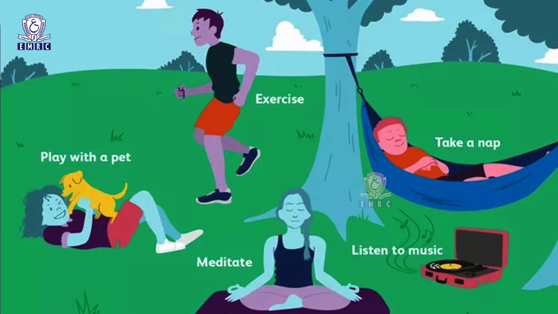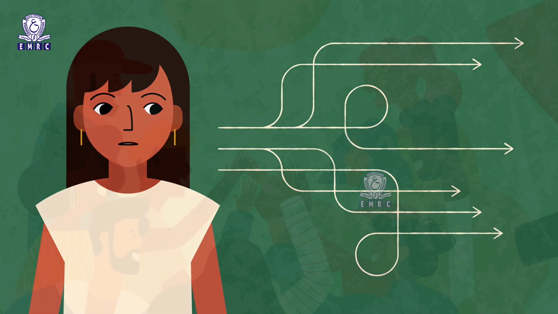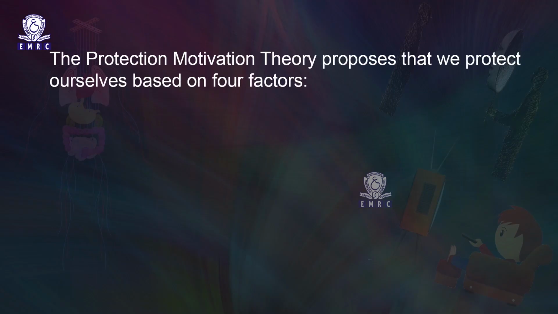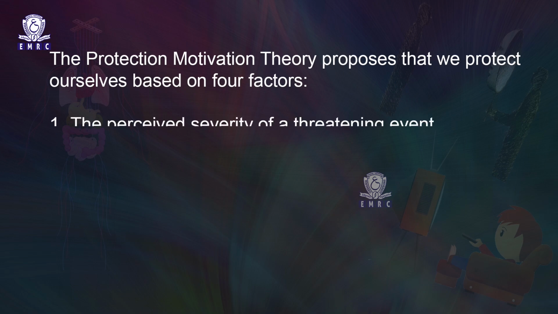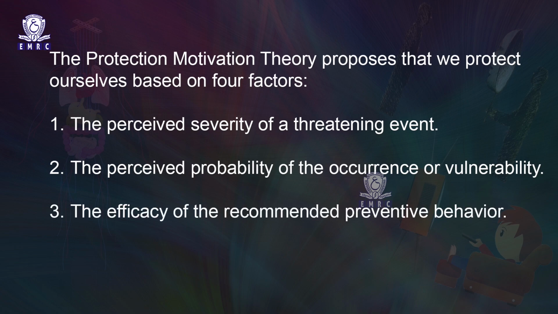This theory deals with how people cope with and make decisions in the time of harmful or stressful events in life. These decisions are a way of protecting oneself from perceived threats. The theory attempts to explain and predict what motivates people to change their behavior. The protection motivation theory proposes that we protect ourselves based on 4 factors. First is the perceived severity of a threatening event. The second one is the perceived probability of the occurrence or vulnerability. The third one is the efficacy of the recommended preventive behavior, and finally the perceived self-efficacy.